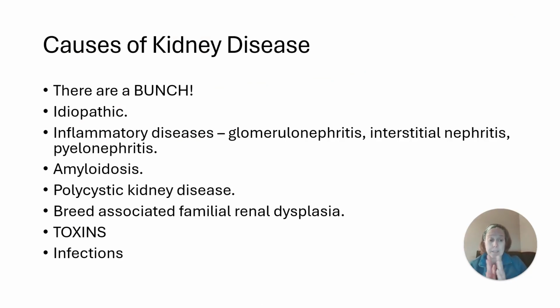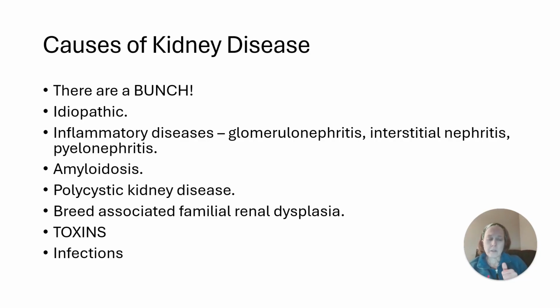All right, so there's lots and lots of causes of kidney disease. Our favorite, idiopathic, but there are also inflammatory diseases, so things like glomerulonephritis, interstitial nephritis, and pyelonephritis. So chronic infection of the bladder and kidneys can cause inflammatory disease. We talked about heartworm as a potential cause of glomerulonephritis. Amyloidosis, which is that excessive protein deposition in the body, in the skin. It doesn't just happen in the kidneys, it happens in the skin. That's a big part of why Shar-Peis have all those wrinkles. Polycystic kidney disease can be a cause of kidney disease, as well as renal dysplasia, or poorly formed kidneys.